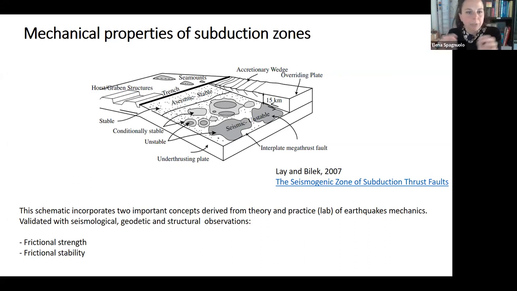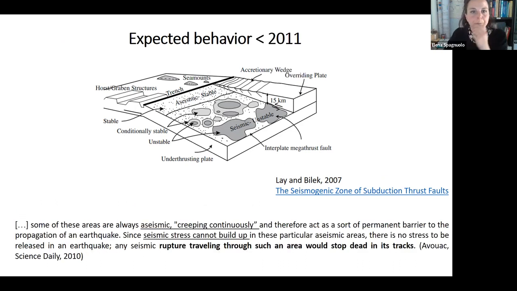This sketch essentially incorporates two important concepts derived from the theory and practice of laboratory earthquake mechanics. And these observations were also validated with seismological, geodetical, and structural observations. So when we build this kind of sketch, we incorporate these two concepts, the frictional strength and the frictional stability. So the expected behavior before 2011 was this one, in fact.